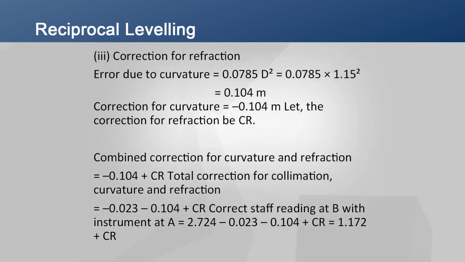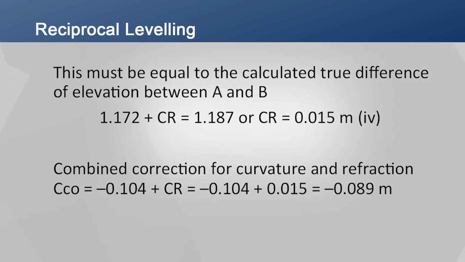So, the correct staff reading at B with the instrument at A would be equal to 2.724 minus 0.023 minus 0.104 plus CR, which will be equal to 1.172 plus CR. This must be equal to the calculated true difference of elevation between A and B. Hence, 1.172 plus the refraction correction, that is CR, will be equal to 1.187. From this we can calculate the refraction correction as 0.015 meters.